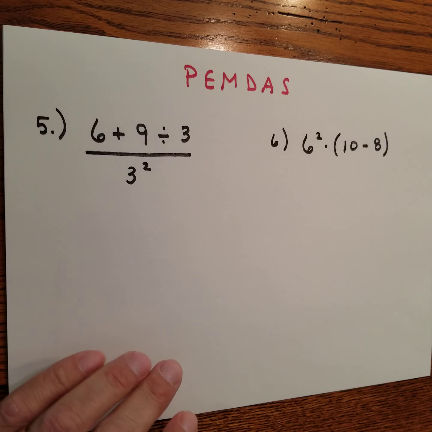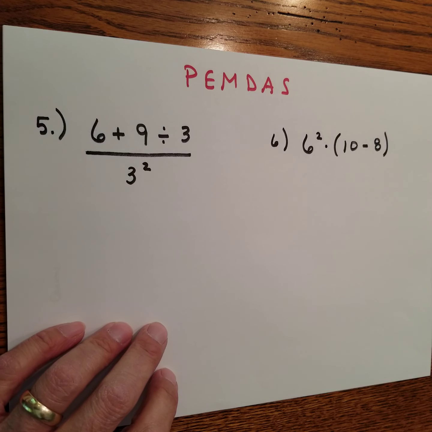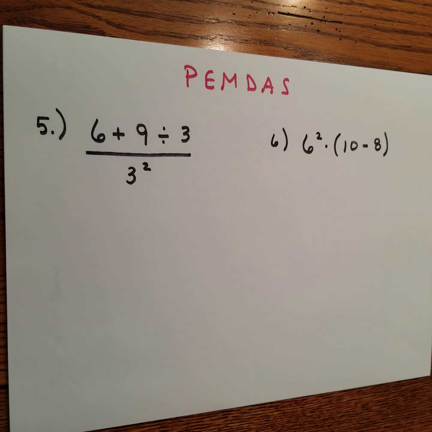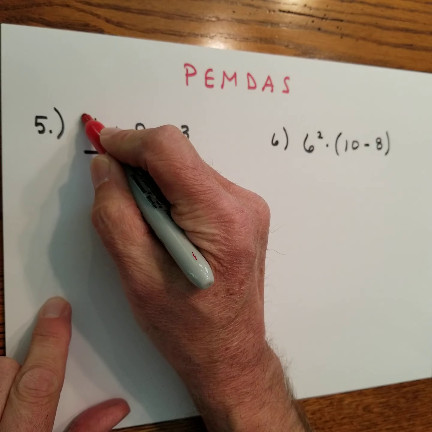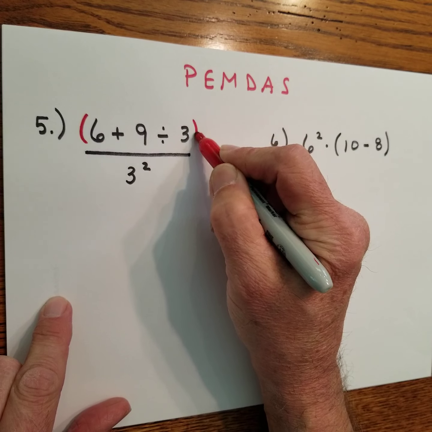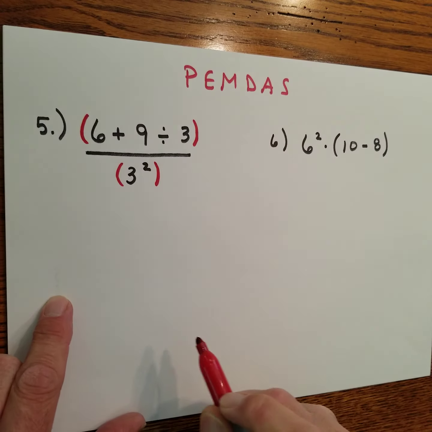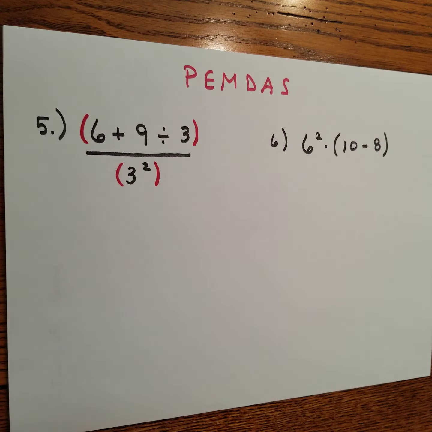Well, now number 5 is kind of a tricky looking problem. It's got all of these different steps and it's a fraction. Well, here's one trick you should know. When you have a fraction, the fraction bar acts like a grouping symbol. You can think of the top as being one group and the bottom as being a separate group. You can put them in parentheses if you like. And you do parentheses first.